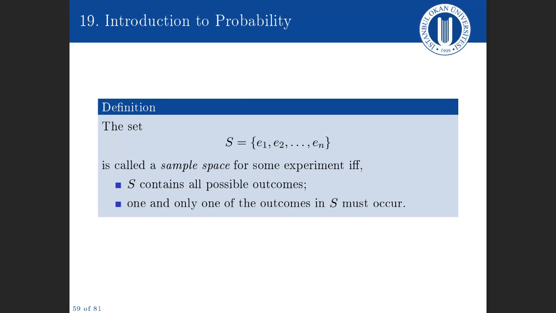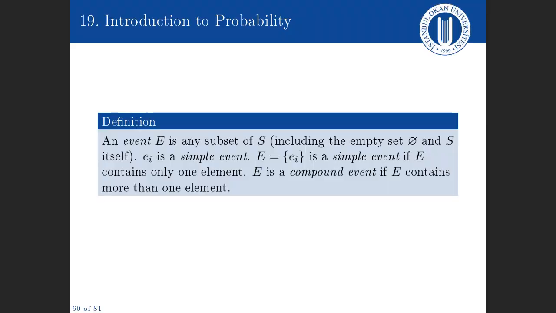The set S is called a sample space for some experiment if it satisfies two rules. The set contains all of the possible outcomes, and one and only one of these outcomes in S must occur. An event is any subset of S. And here we're including the empty set and S itself as events.